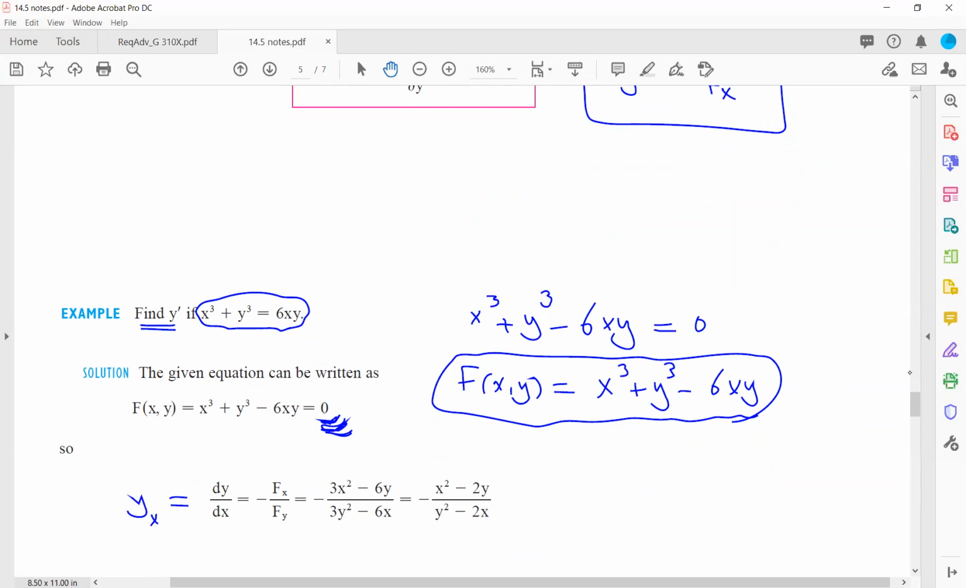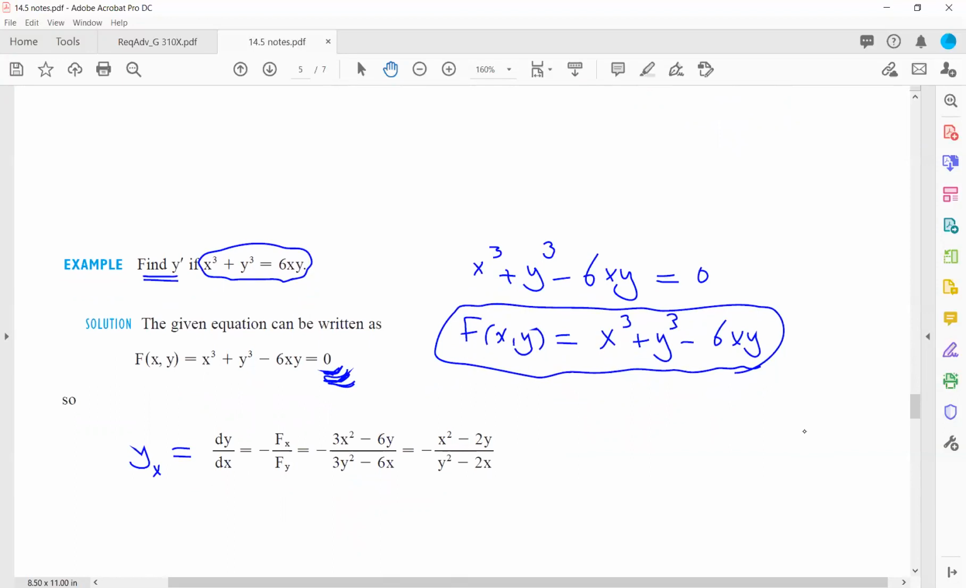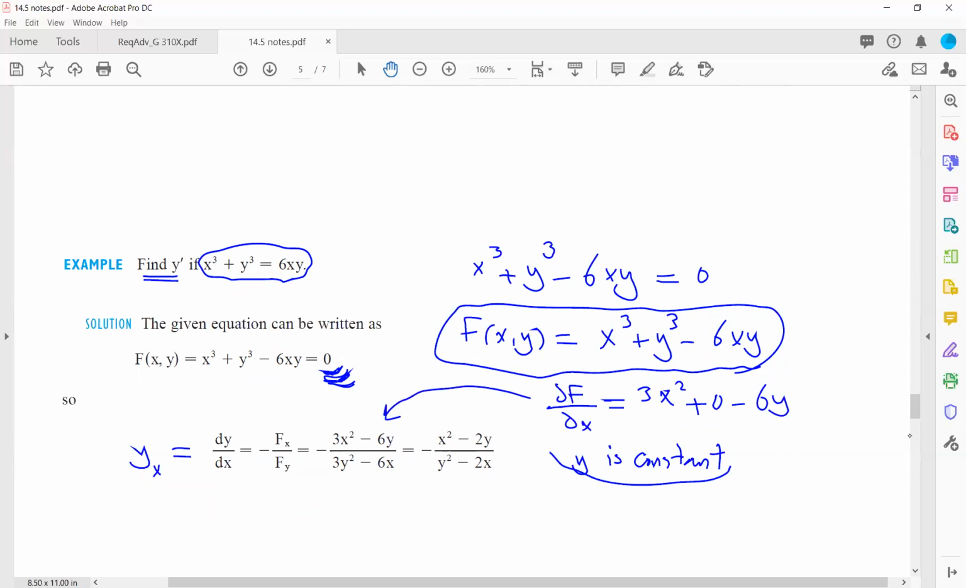We follow the formula. The formula says it is equal to minus, so it has a negative sign in front of it, partial derivative of f with respect to x divided by partial derivative of f with respect to y. So you copy down the minus sign. You have division bar. On the numerator, you take the derivative with respect to x. It means that your y is constant. Your y is just a number. So partial derivative with respect to x, 3x squared. Y is just a constant, 0, minus partial derivative with respect to x, 6y. This guy goes on the numerator.